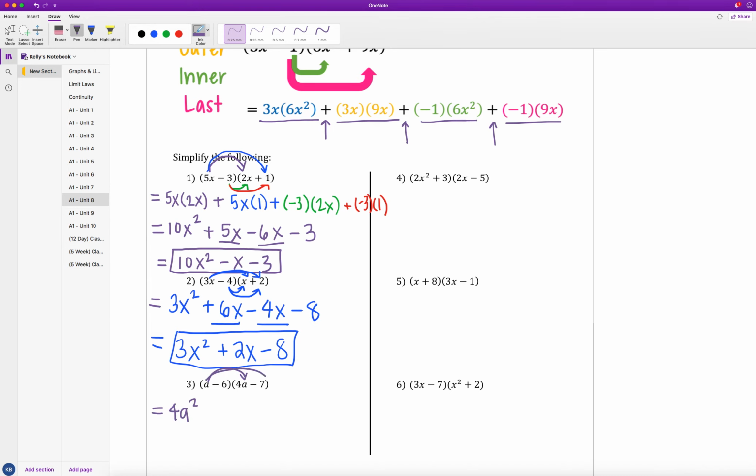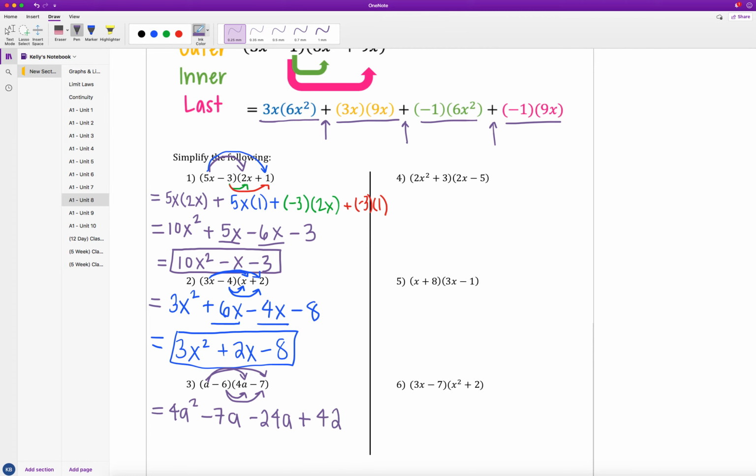Then I get a times negative 7 to give me negative 7a. My inner terms is negative 6 times 4a, which will give us negative 24a. Then on my last terms, I get a negative 6 times a negative 7, so I'll end up with a positive 42. We've now FOILed, or we've multiplied that out.